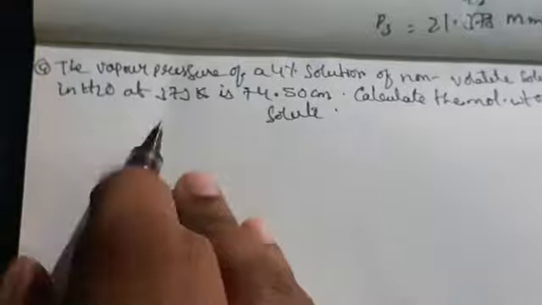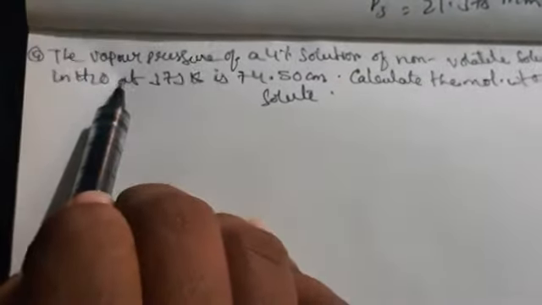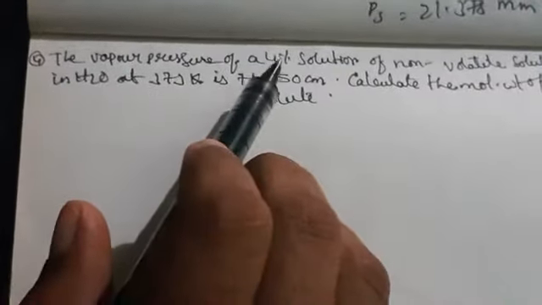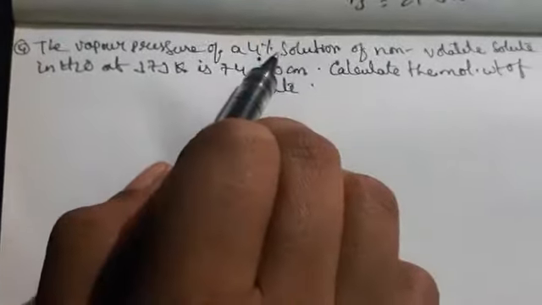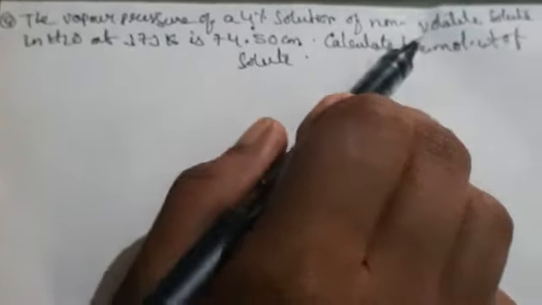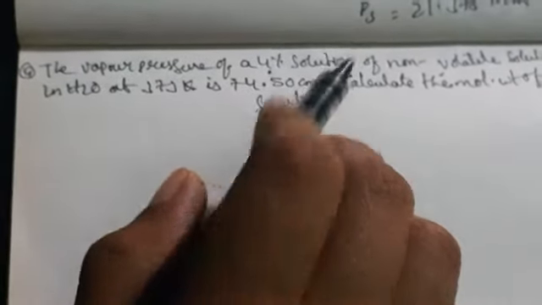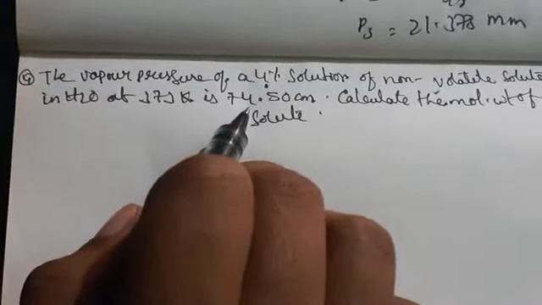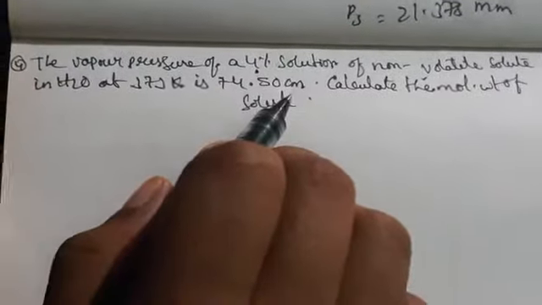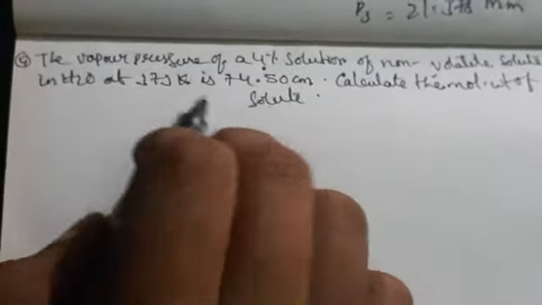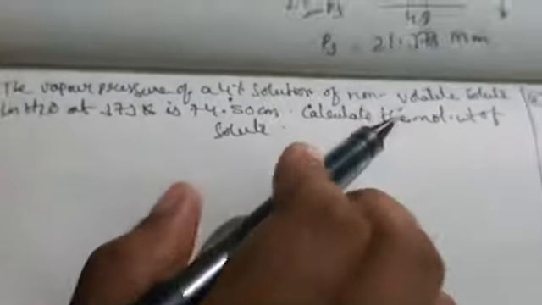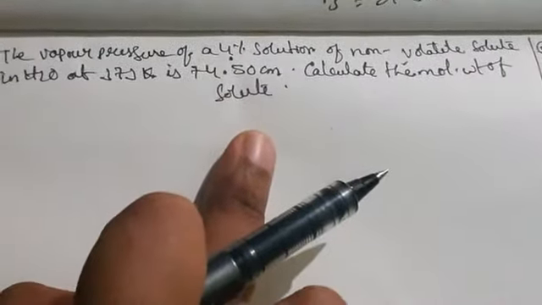So see here, the vapor pressure of a 4% solution of a non-volatile solute. So 4% he has given, and he has given 74.50 centimeters. So in centimeters he has given. So what do we have to calculate here? The molecular weight of the solute we have to calculate.